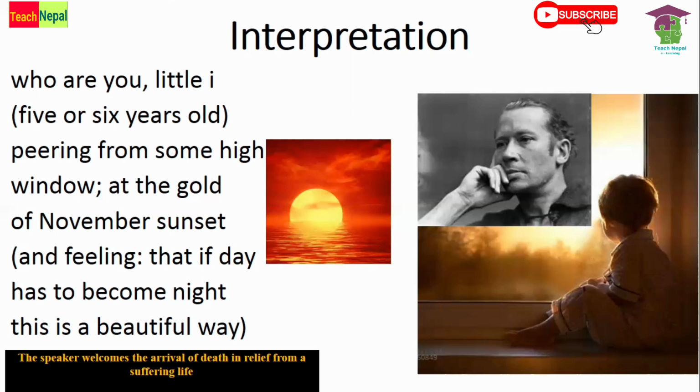But who is the little I? Little I is the speaker himself. It means the speaker is talking to himself, or the speaker is asking himself, who are you, little I, 5 or 6 years old? In the poem, the poet is somehow old and he's just realizing his childhood.